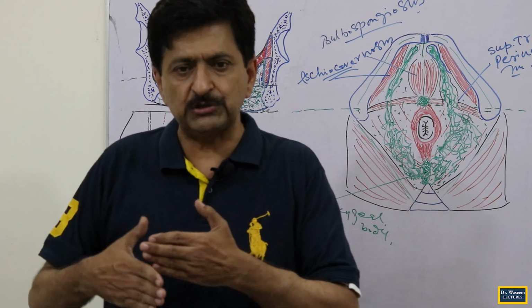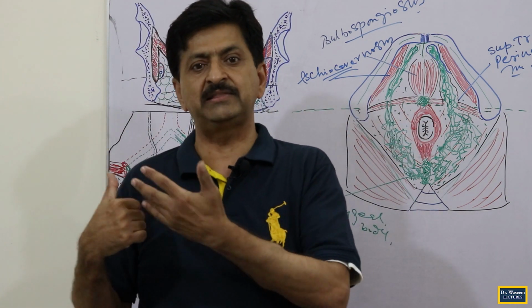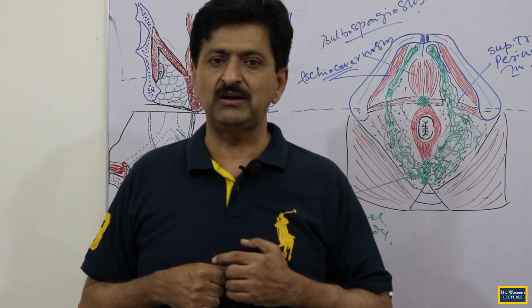I said they come into the perineum. When you see in front, it is the urogenital triangle. When you see behind, it is the anal triangle. In the anal triangle is the ischiorectal fossa.